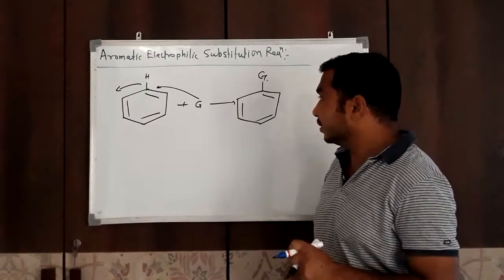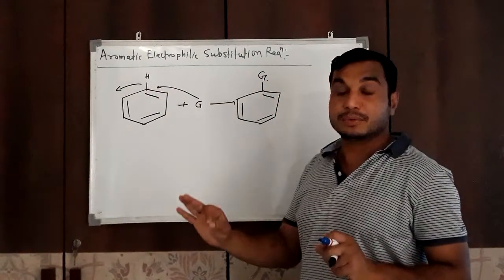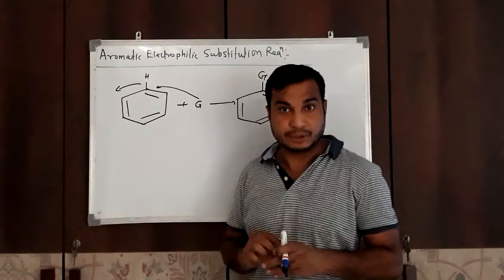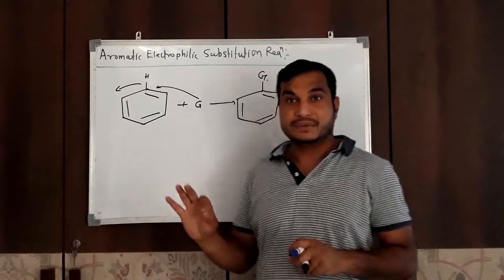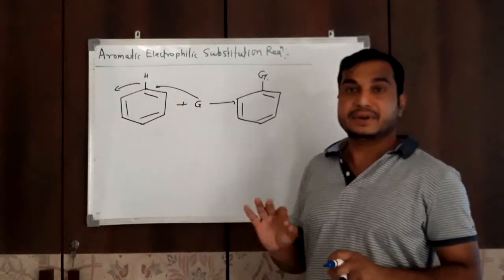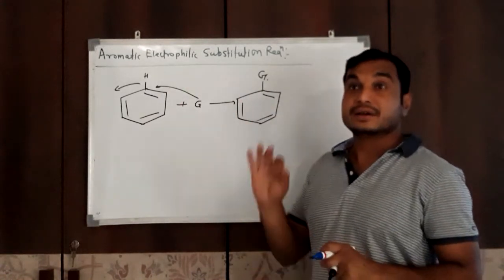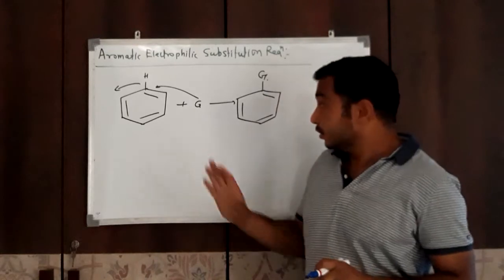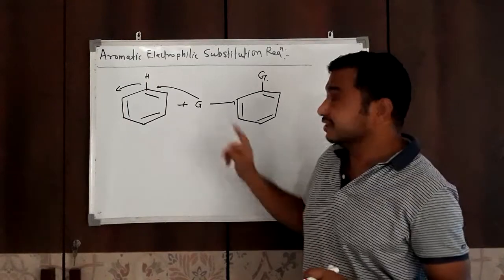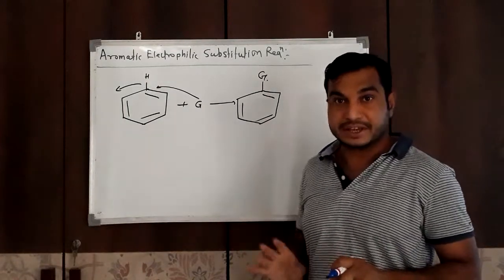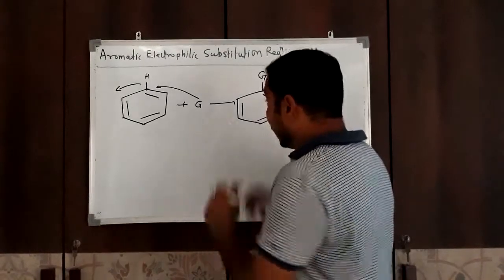Now we have to identify whether this G, the substituting atom or reagent, is electrophilic or nucleophilic. As we know, substitution reactions are of 4 types: aliphatic nucleophilic substitution, aliphatic electrophilic substitution, aromatic electrophilic substitution, and aromatic nucleophilic substitution reaction. Here the substrate is aromatic, so now we have two choices: either this reaction is aromatic electrophilic substitution or aromatic nucleophilic substitution reaction. Now see, what is G?